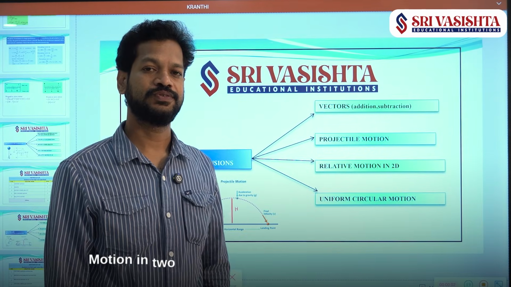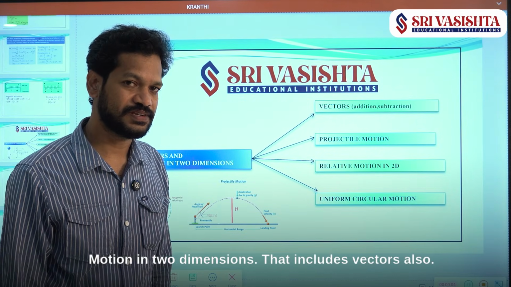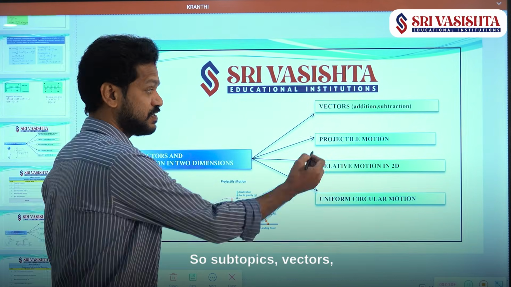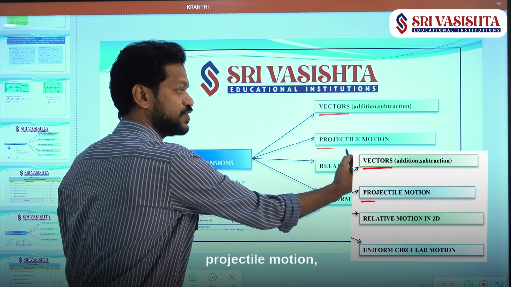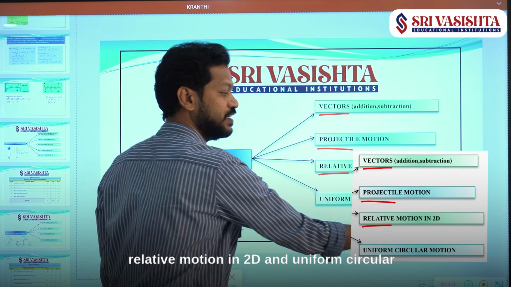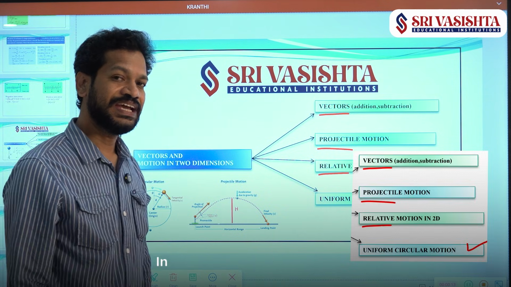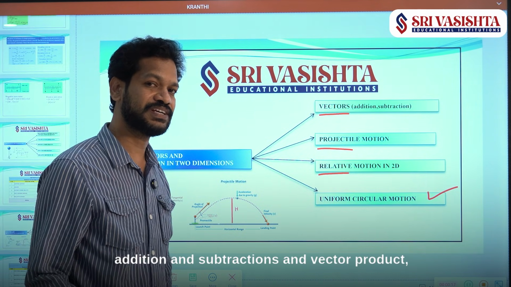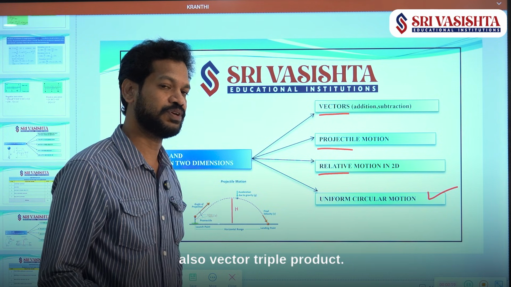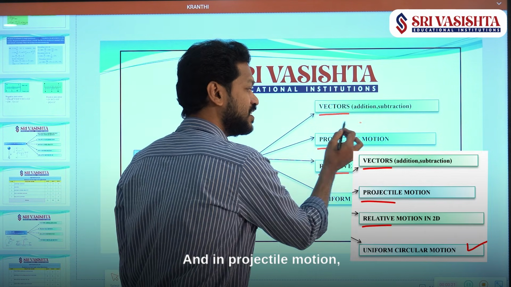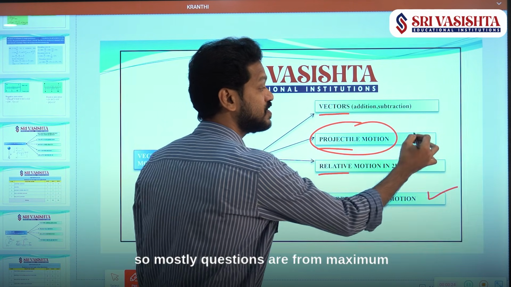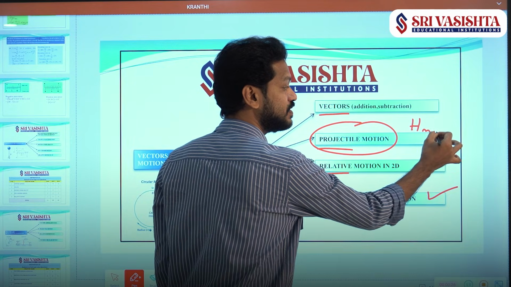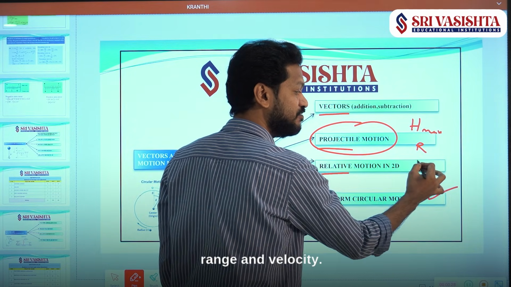Next topic, motion in 2 dimensions, that includes vectors also. So subtopics: vectors, projectile motion, relative motion in 2D and uniform circular motion. In vectors, the majority of questions are addition and subtraction and vector product, also vector triple product. And in projectile motion, mostly questions are from maximum height, range and velocity.